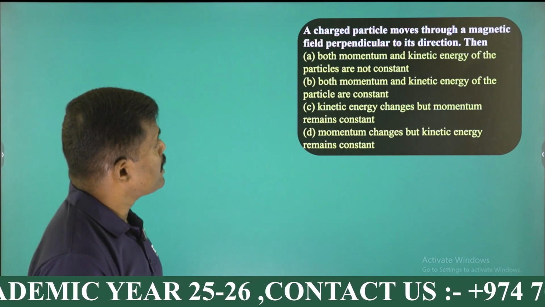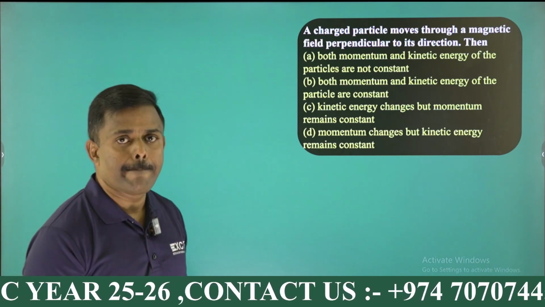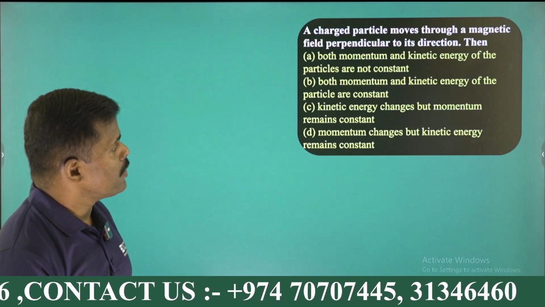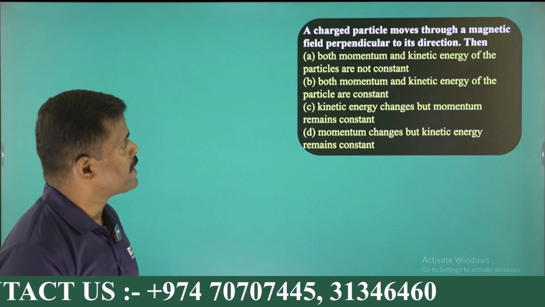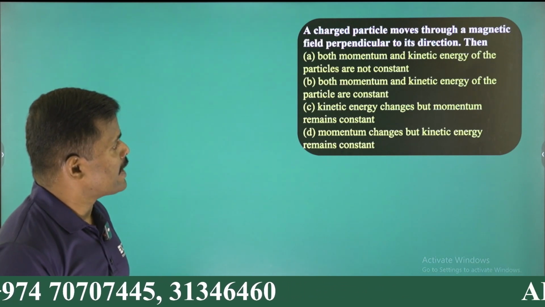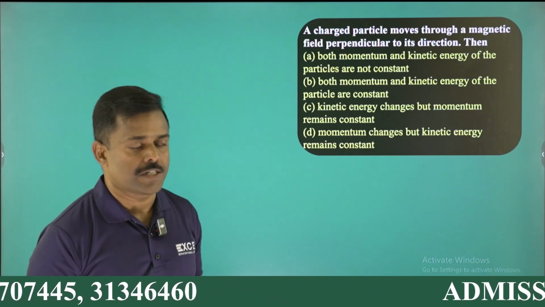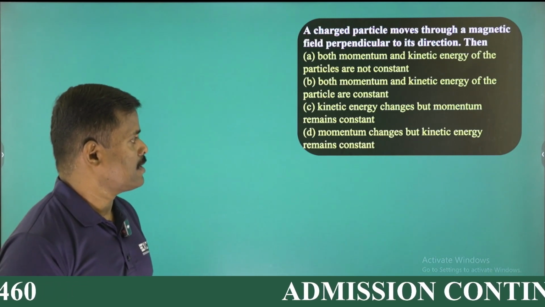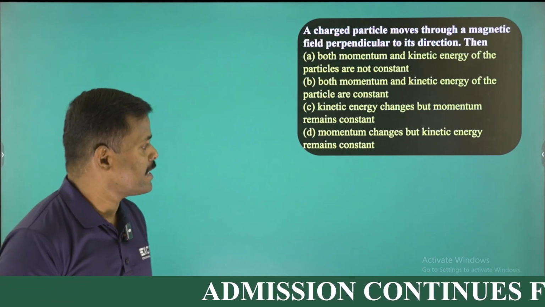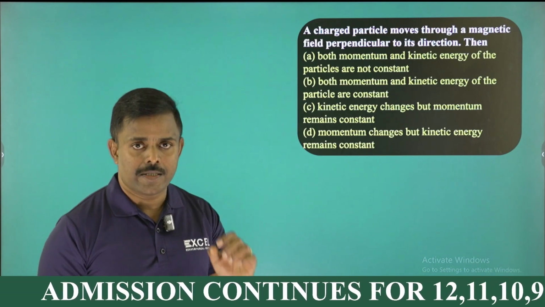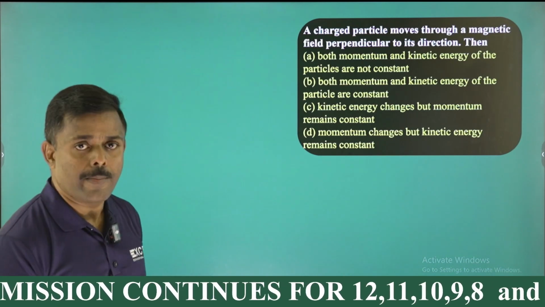A charged particle moves through a magnetic field perpendicular to its direction. Then: both momentum and kinetic energy of the particles are not constant; both momentum and kinetic energy of the particles are constant; kinetic energy changes but momentum remains constant; momentum changes but kinetic energy remains constant. This is a very, very important question. I'll tell you how it should be done.